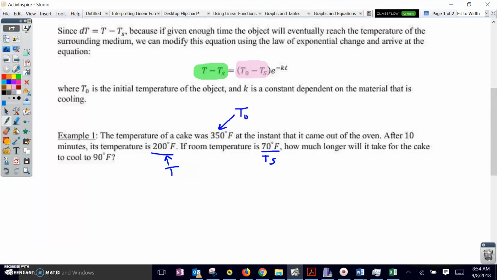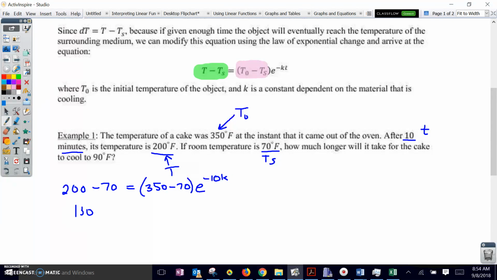In this case, we're going to need to find the constant first before we can figure out how much longer it takes for the cake to cool to 90 degrees Fahrenheit. And our time that's going to go into this initial calculation is 10 minutes. So I'm going to go ahead and set this up. The temperature minus the surrounding temperature is equal to the initial temperature minus the surrounding temperature times e to the negative 10k. And I can use this equation to solve for k, and then I can apply that for other temperatures and times in the course of this problem.